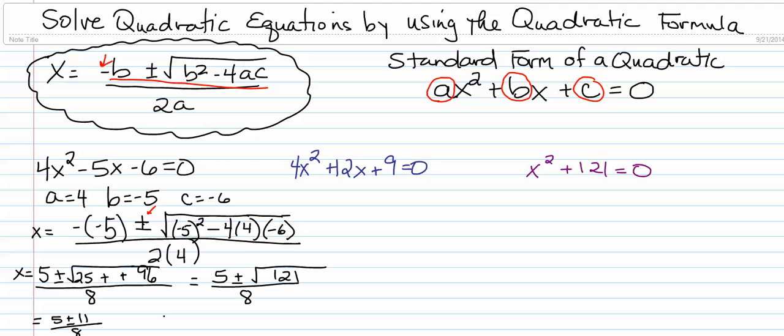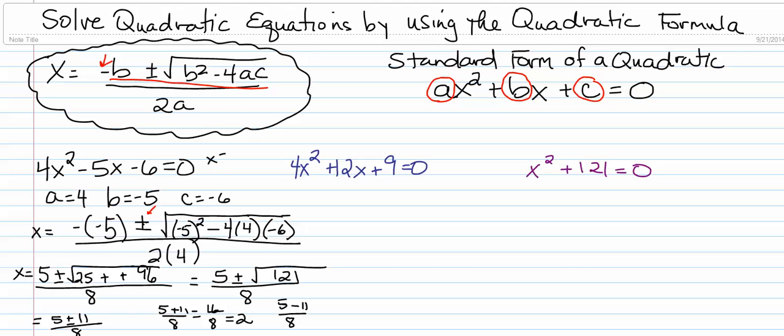You might be wondering, you still need to get 2 answers. Well, the way I get those 2 answers is I'm going to do 5 plus 11, and then I'm going to divide that by 8. And I'm going to do 5 minus 11, and I'm going to divide that by 8. So 5 plus 11 is 16, and 16 divided by 8 is going to give me 2. So one of my solutions is x equals 2.